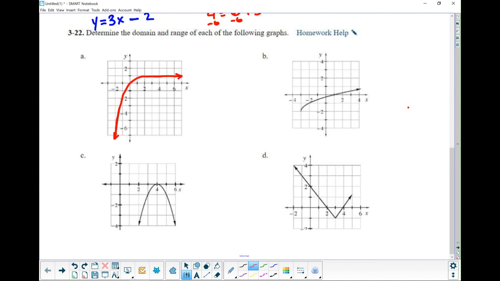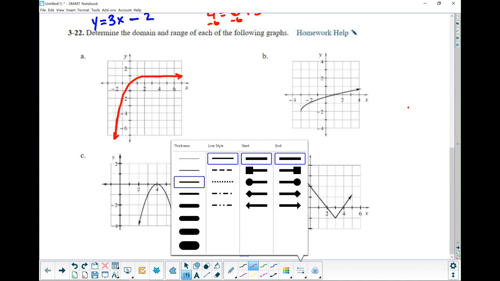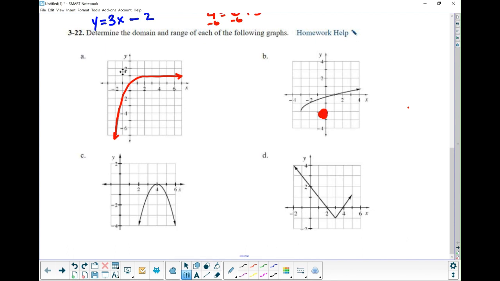Somebody was telling me about the highlighting method, but the domain is how far left can we go. See how this keeps going left? That means there's no boundary. It just keeps going in that direction. And how far right do we go? Well, it keeps going right as well. So the domain is all x's that are greater than negative infinity and less than infinity.